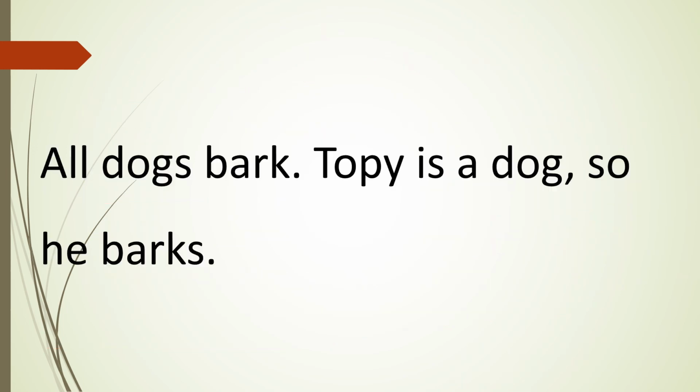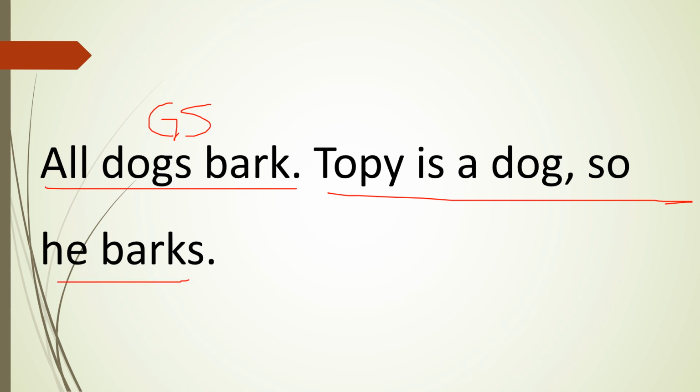Okay, now the last example, all dogs bark. Toppy is a dog, so he barks. So again, as you can see, our first statement is in a general statement form, and then the rest are examples. No, mga specific cases. Toppy is a dog, so he barks. So we were able to make a conclusion that he barks kasi nga because of the first statement, which is a general statement. Okay, so this is an example of a deductive reasoning.